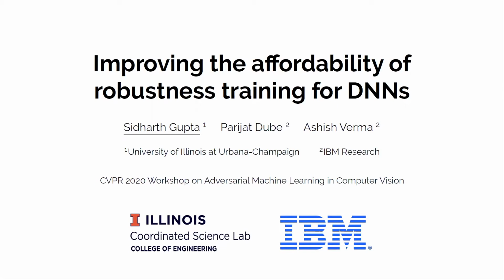Today I'm going to be talking about a method for efficiently training deep neural networks to be robust against adversarial test samples. And this is joint work with Parijat Dube and Ashish Verma at IBM Research.